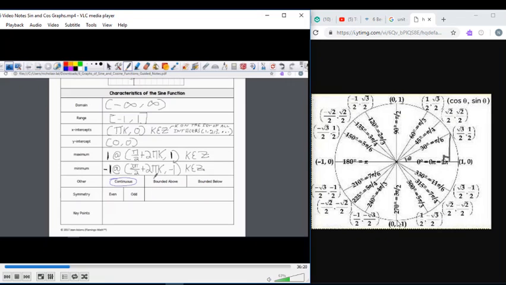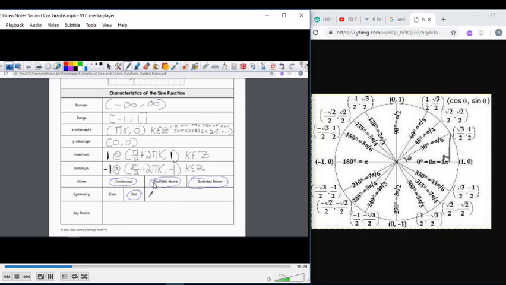So it's 3 pi over 2, 7 pi over 2, 11 pi over 2. Oh, you could also go backwards. Negative pi over 2, negative 5 pi over 2, so on and so forth.